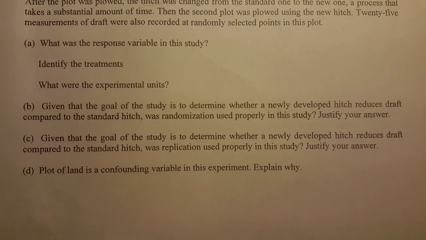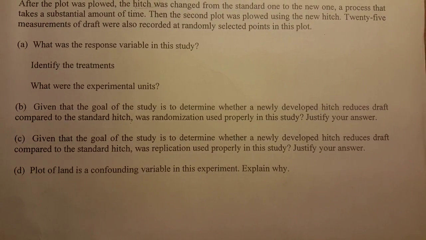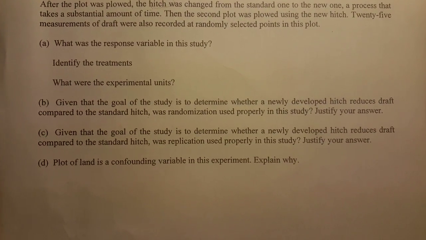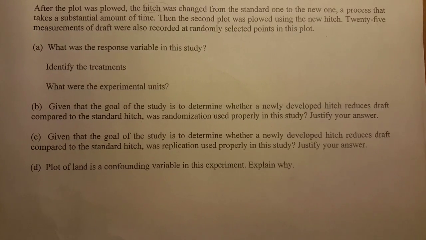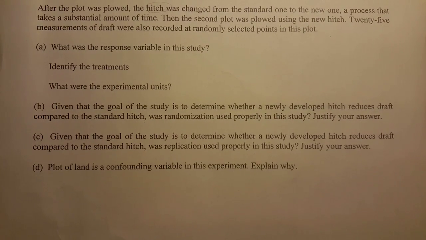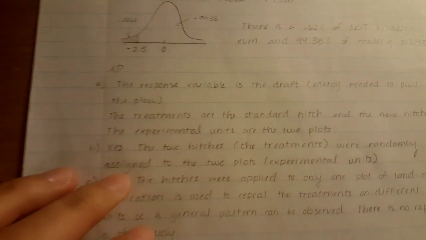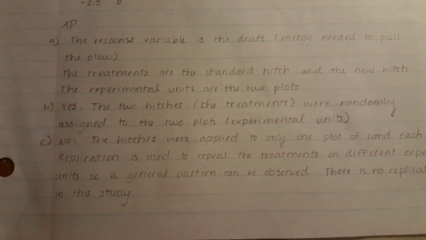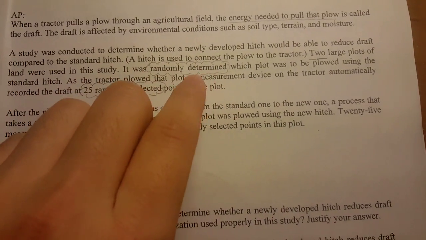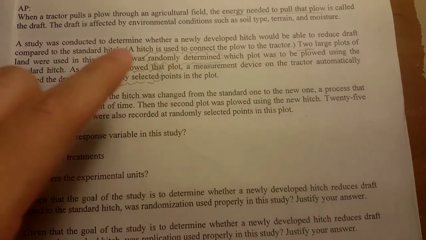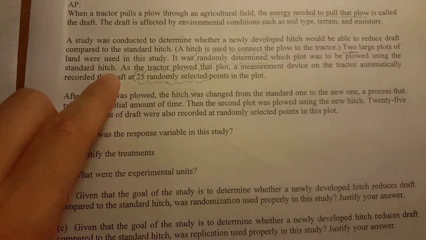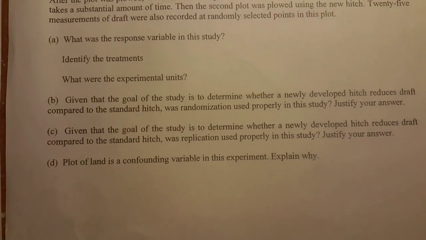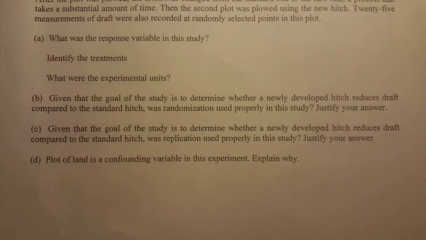B. Given that the goal of the study is to determine whether a newly developed hitch reduces draft compared to the standard hitch, was randomization used properly in the study? Justify your answer. I said yes, it was. The 2 hitches, the treatments, were randomly assigned to the 2 plots, which are the experimental units. As you can see here, it was randomly determined which plot was to be plowed using the standard hitch. So yes, randomization was used properly.